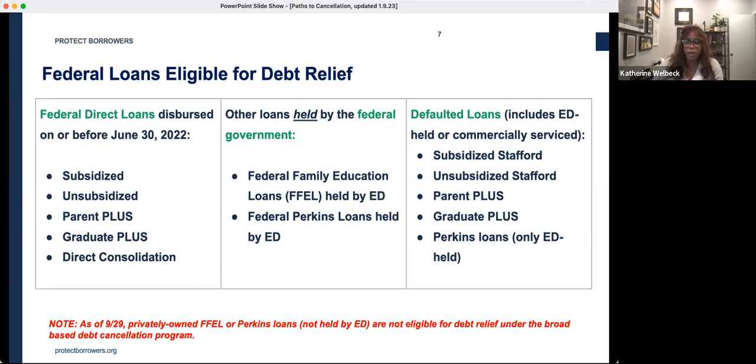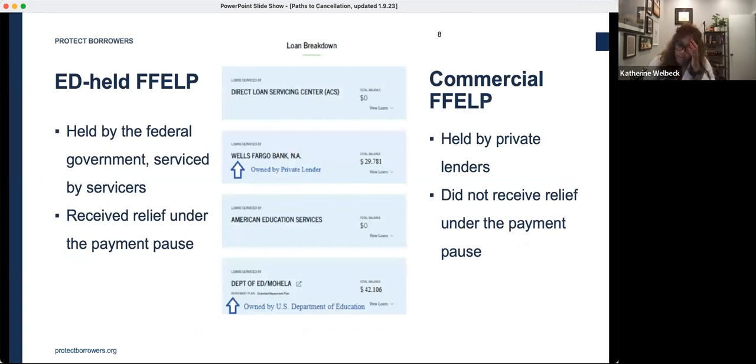Okay, so some of you might be thinking, how do I tell what type of loans I have to begin with? Don't worry, we're going to have a whole slide dedicated to that later in the presentation. Again, we're also happy to answer those questions as they come up. And before I jump into this, a quick note on the difference between a Department of Education held FFEL loan and a commercially held FFEL loan.